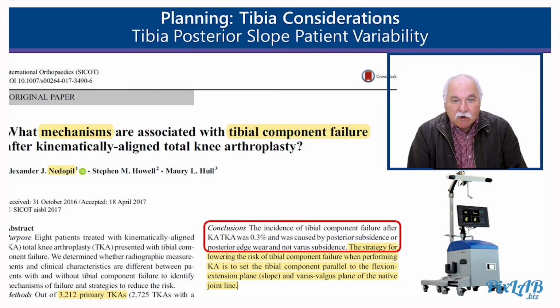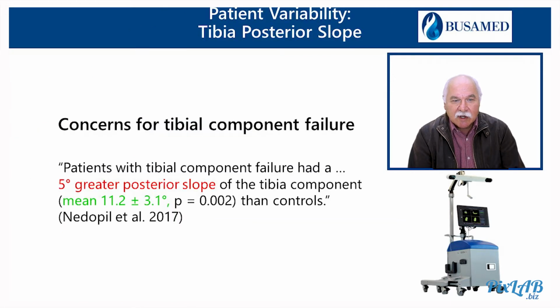The first thing all of us, after considering this, ask is what are the reasons for failure. So tibia component failure is our consideration. Now we look at Nedopil's work, taking the kinematic group, 3,200 primary knees, and interesting, we would have thought that the varus valgus outliers would be the reason for failure on the tibial side, but it is not. It is actually the posterior slope or posterior subsidence, posterior edge wear, that is the reason for a tibia component failure.